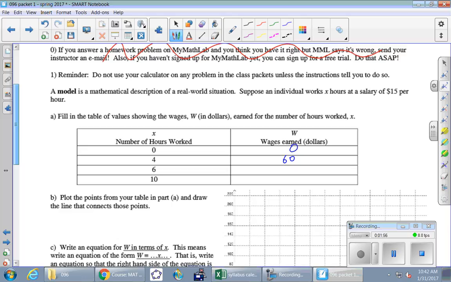And if we work 6 hours, how do we calculate? 6 times 15, right? 6 hours, $15 per hour. So 6 times 15, I think that's 90. And then finally, the last one, 10 hours at $15 an hour is 150 bucks. Great.